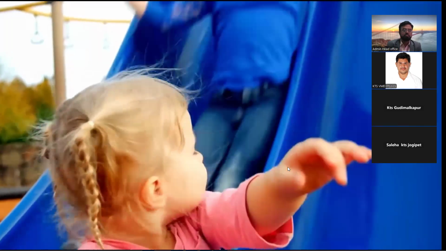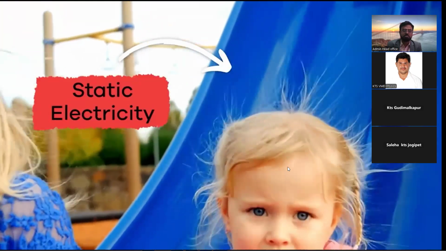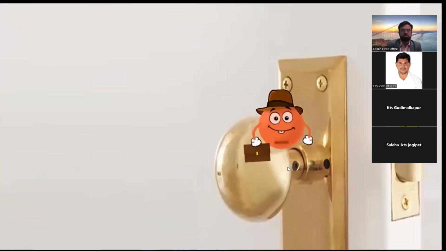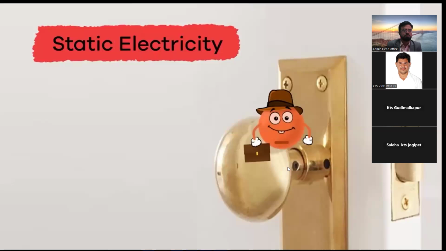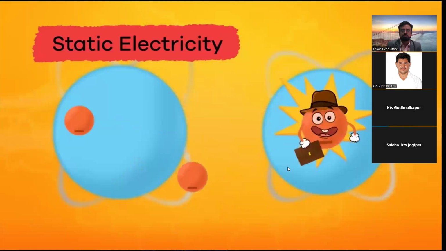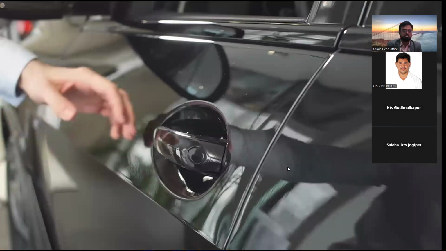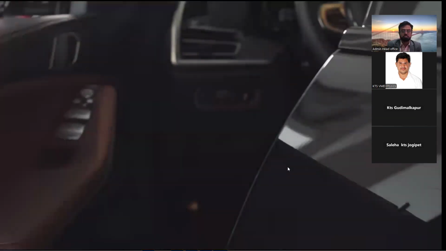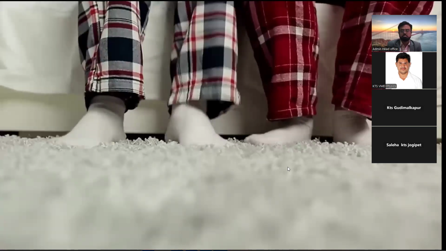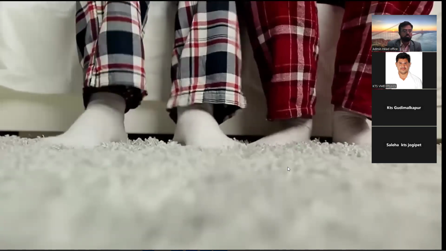Another type of electricity you are probably familiar with is called static electricity. Have you ever been shocked when you touched a doorknob after walking in socks across the carpet? That's static electricity. It happens when electrons move from one place to another, like from your hand to the doorknob. Electrons can move more easily in some objects than in others. And when certain materials rub against each other, like your socks and the carpet, they transfer electrons.